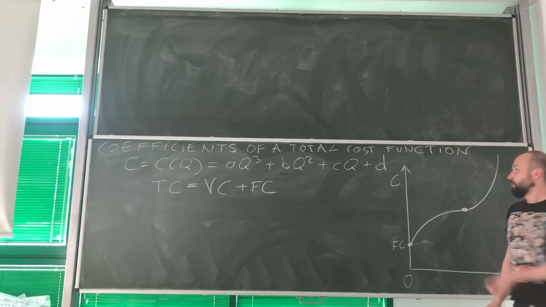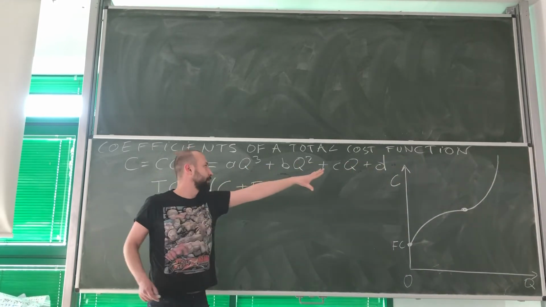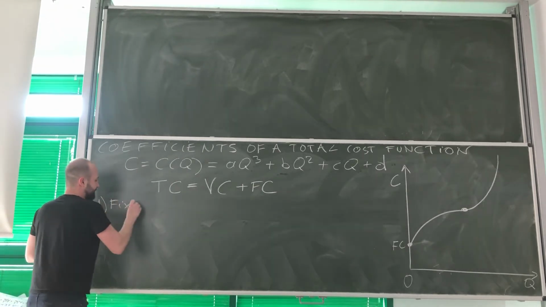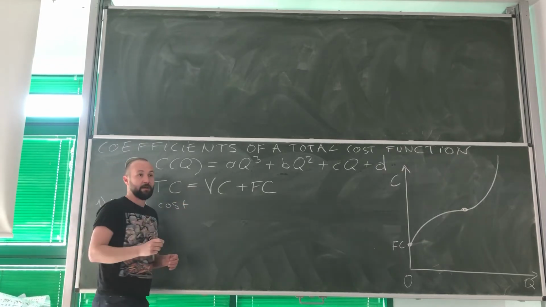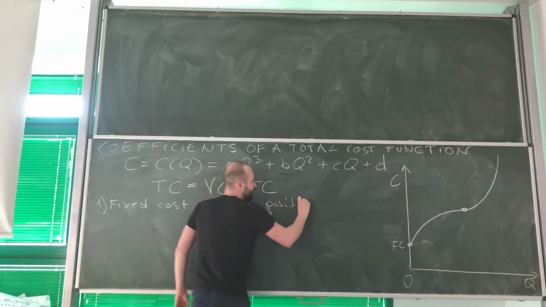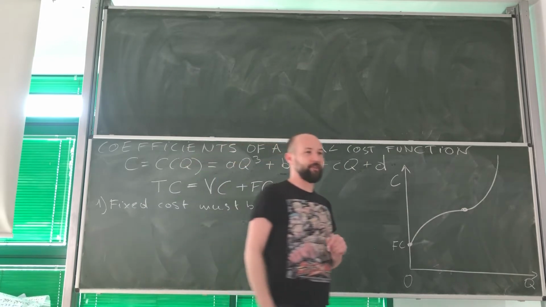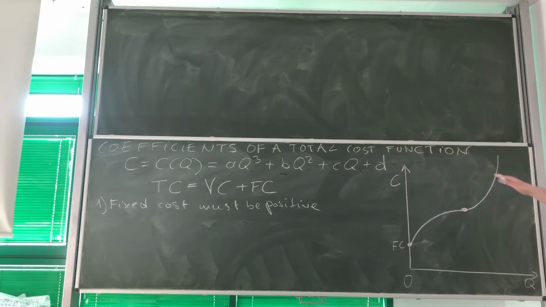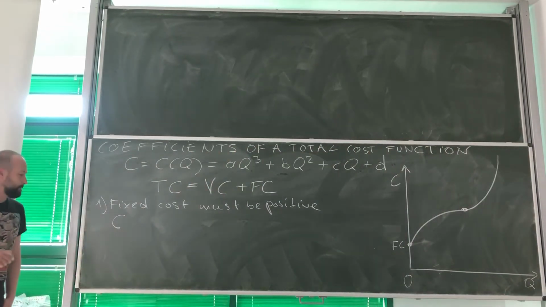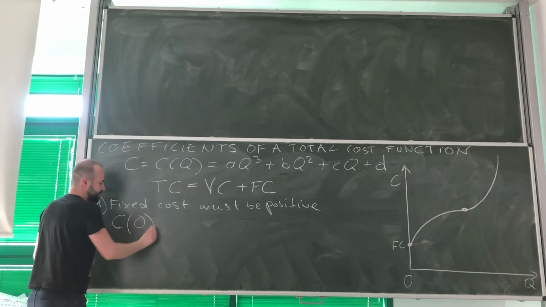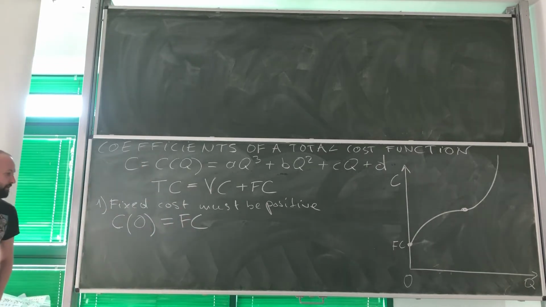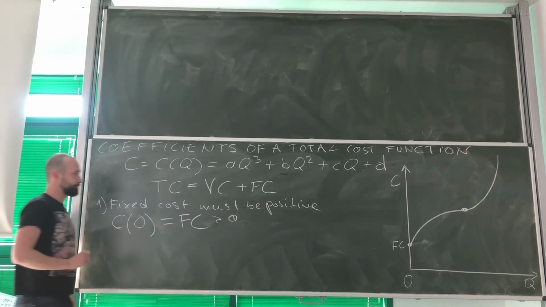And from here, we can get the first property of this cubic total cost function that it should possess. And this property is fixed cost must be positive. We are assuming that this is a short run, so at least part of the cost must be positive. Okay, and look, this means that if we have our cost function, when we produce 0 units, our cost is equal to fixed cost. And this fixed cost should be positive, right?